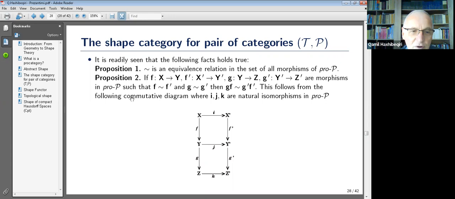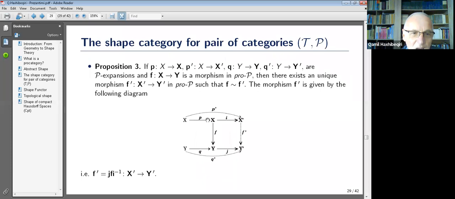This follows from the following commutative diagrams, where i, k are natural isomorphisms in pro-T. If these two quadrilaterals are commutative, then also this big diagram is commutative.